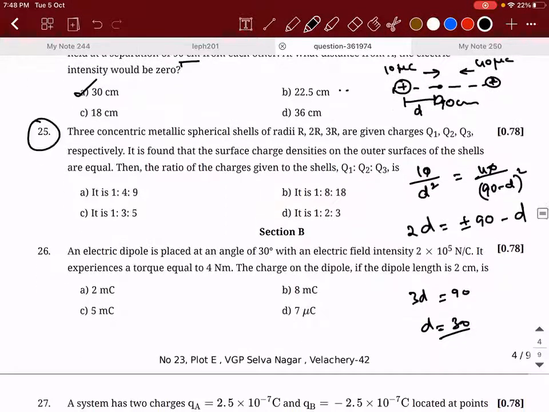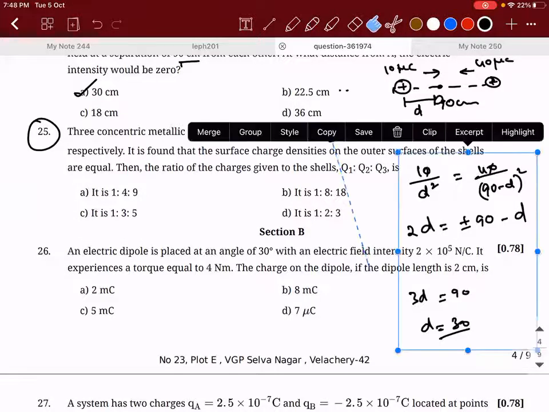25th. Three concentric metallic spherical shells of radii R, 2R and 3R are given charges Q1, Q2, Q3 respectively. It is found that the surface charge densities on the outer surface of the shells are equal. Then the ratio of the charges given to the shells is?